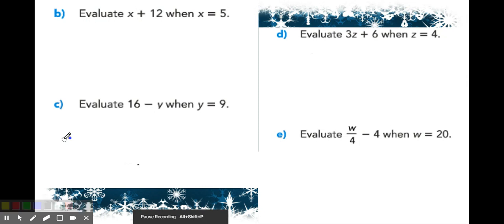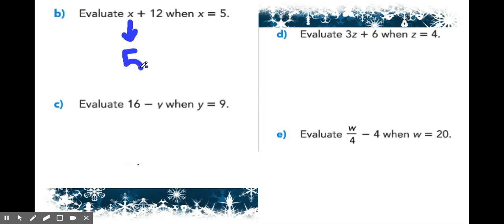Okay, let's look at example B. It says evaluate x plus 12 when x is 5. When I know what the value of the variable is, there's no reason to keep that variable anymore. So I know that x is 5, and I'm going to write everything else. So 5 plus 12. So I know that this is 17.